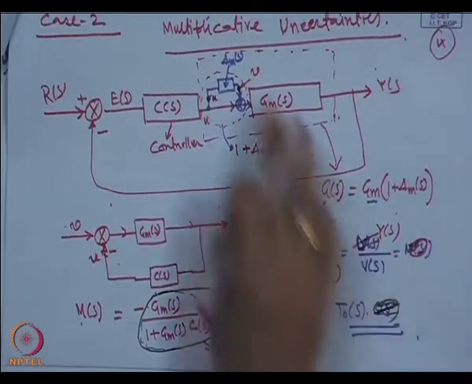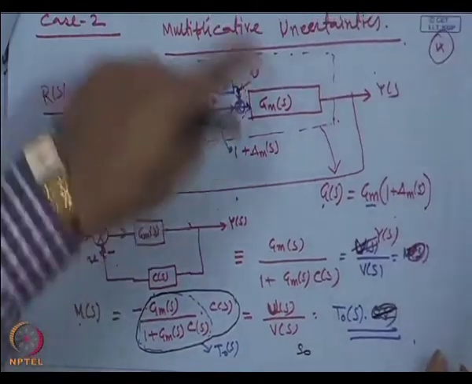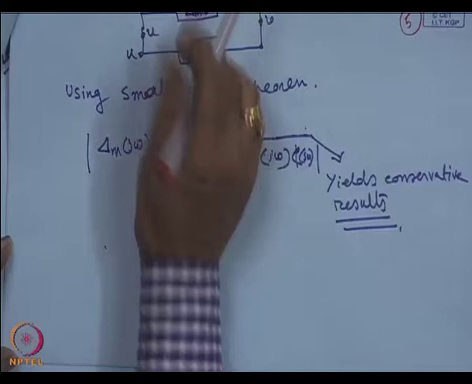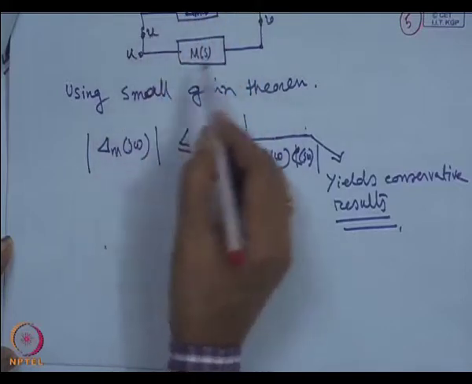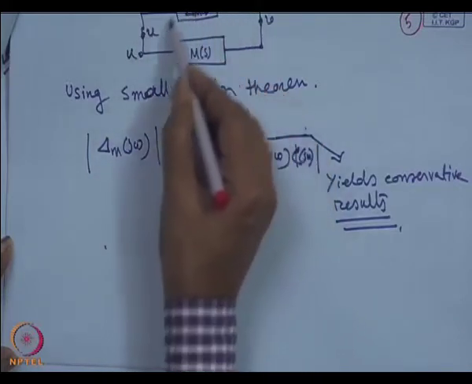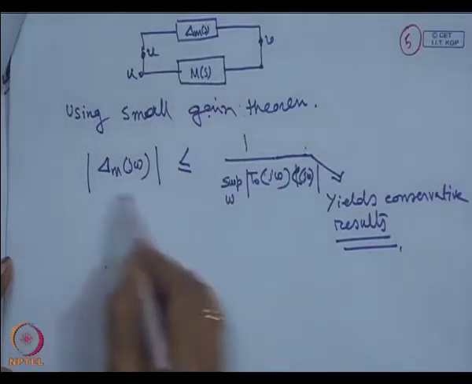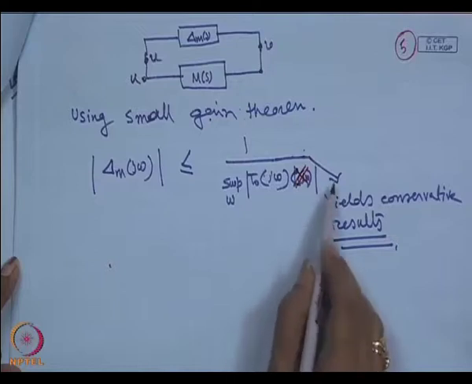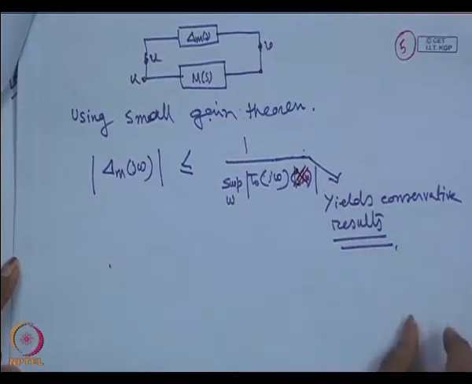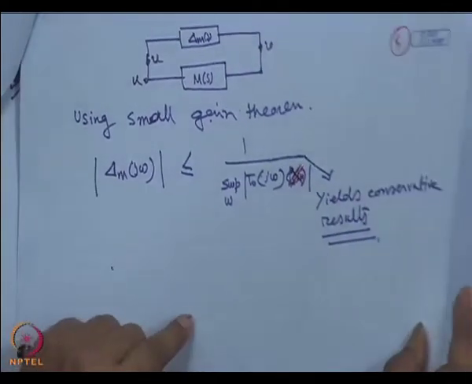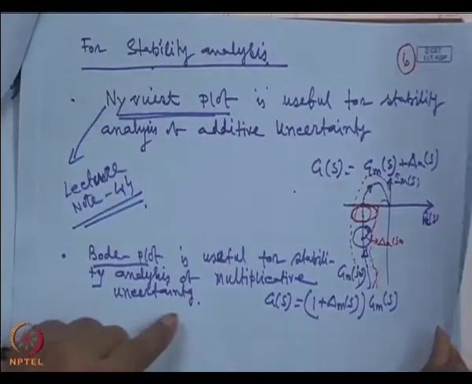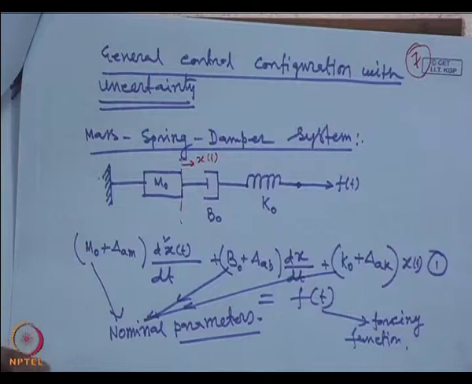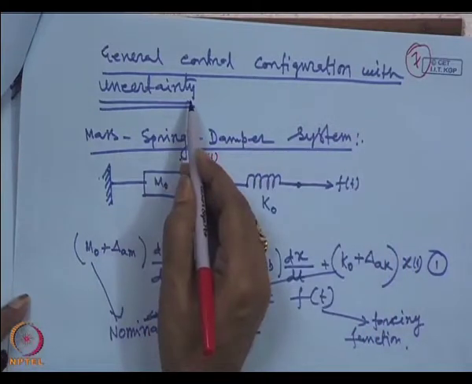Now, in order to find the transfer function of the perturbed model, you have to again push in the perturbed model delta of m. Using the small gain theorem, this is the condition we have arrived at. This C of s is not there. Again, this yields conservative results, which is what we have studied. Next, we have considered a general control configuration with uncertainty.